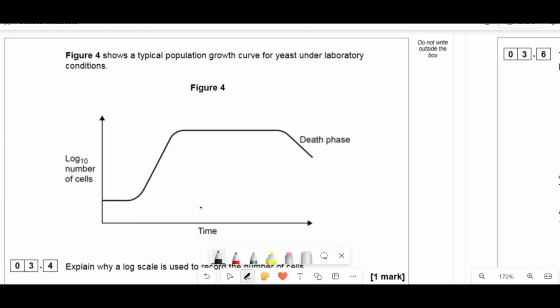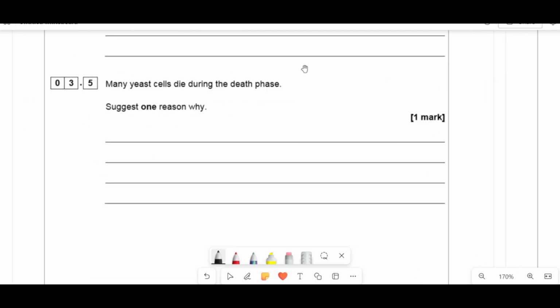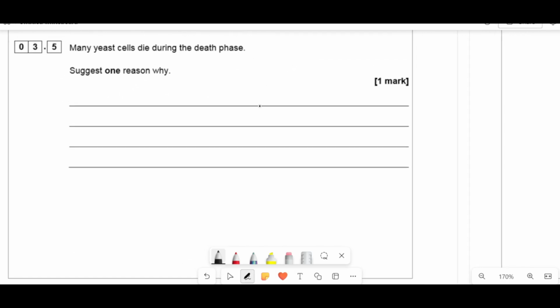Now it says many yeast cells die during the death phase, so just one reason why. So we need to think about this. What's going on is the yeast cells are growing, they're happy, and then they start dying. Nothing's changing within, what's being added and this and that. It's just a bunch of yeast in the laboratory conditions. So you need to think, what could the possible reason be? Well, it might just be that there's less glucose because they need it to respire, don't they? If there's so many of them, they're going to be competing for the same glucose, or the same oxygen. Or you could say that they're making ethanol, which is toxic to them.